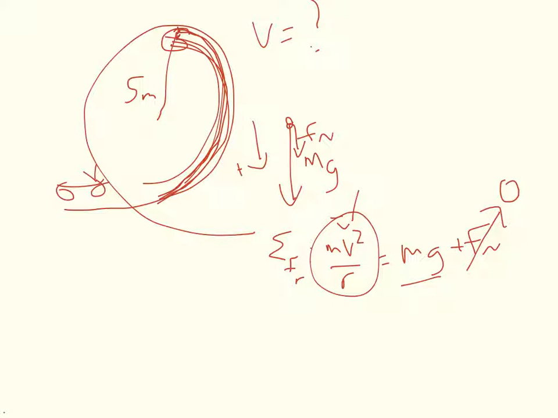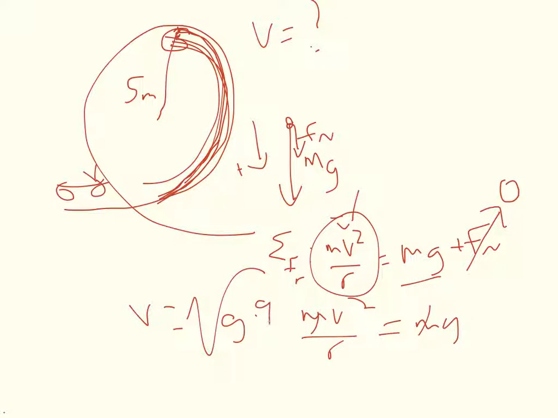We could say, okay, if this is equal to 0, then mv squared over r equals mg. These m's will cancel out. v is going to be equal to the square root of g times r, which in this case, so this would be like 10 times 5, which is like 50. So v would be about 7 meters per second. So in this particular loop, the bike would have to be going 7 meters per second at the top of the loop here in order to make it in a circle.